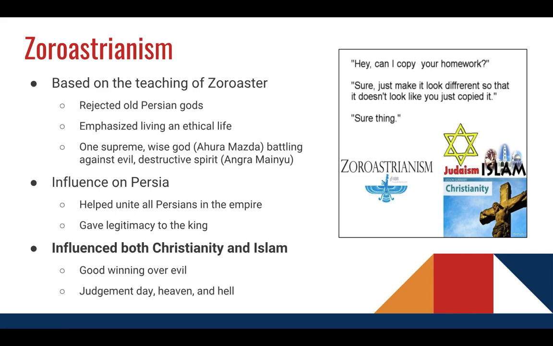And so, even though there are only a couple 100,000 Zoroastrians who practice in the world, mostly found in India today, its influences are seen in the two largest religions in the world, that is Christianity and Islam.